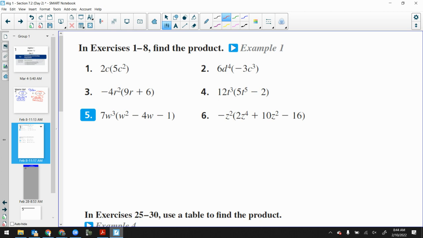A lot of this is just repetition on figuring out, okay, this is what I do with a monomial times a monomial every single time. This is what I do with the monomial times the trinomial every single time. Binomial times binomial every single time. It's all about repetition. You got to keep doing it over and over again so you learn the rules.